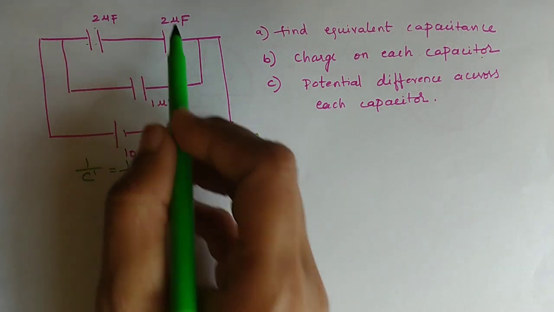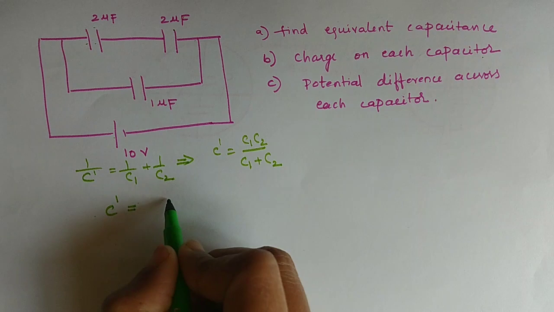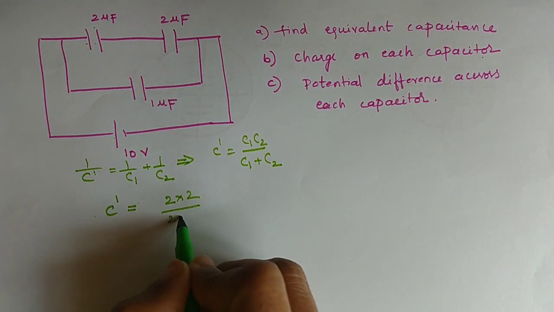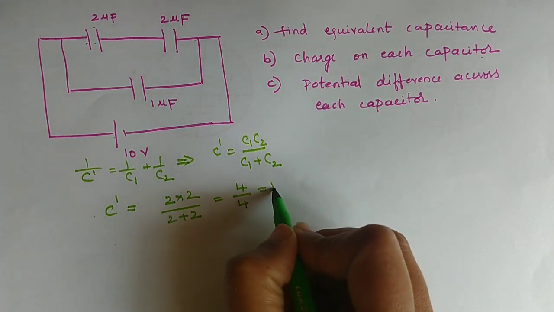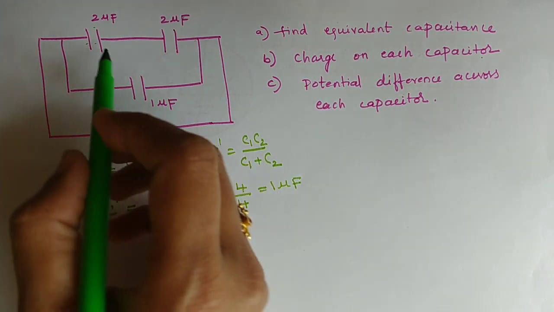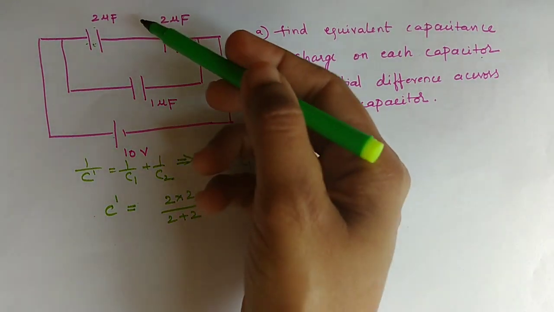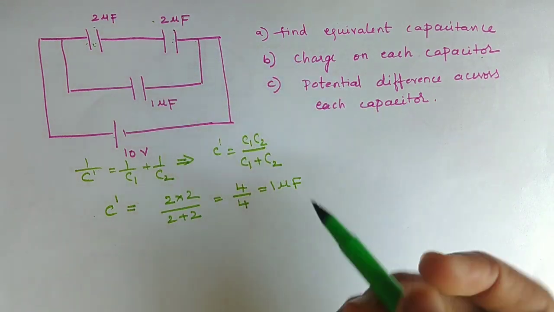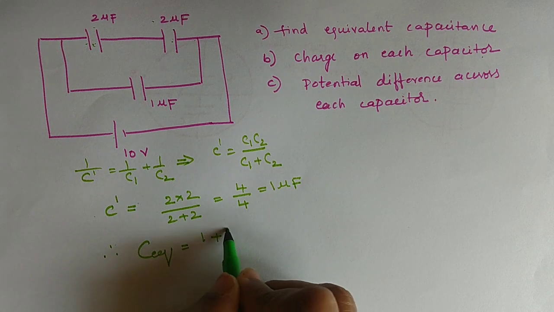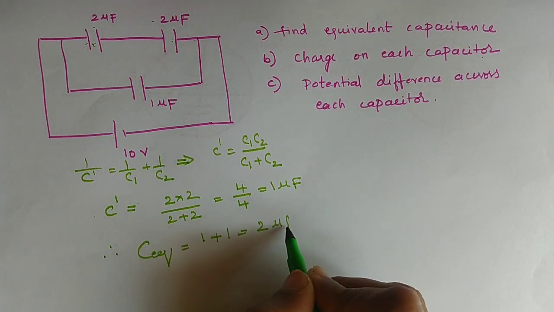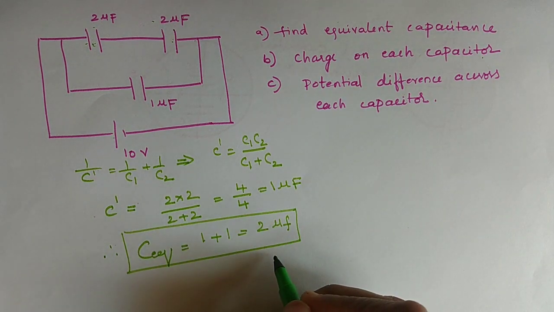So apply the formula for these two, 2 and 2 in series. C dash is equal to 2 into 2 by 2 plus 2. That is 4 divided by 4. Your answer would be 1 microfarad. So equivalent capacitance of 2 and 2 microfarad in series is 1. Now that 1 microfarad and 1 microfarad are in parallel. So therefore your final answer, equivalent capacitance would be 1 plus 1, which is 2 microfarad. So this is how we can get the answer for equivalent capacitance.